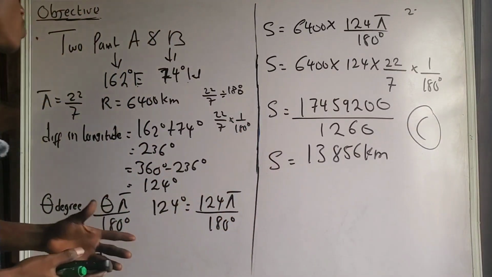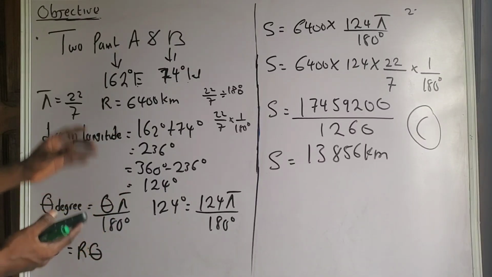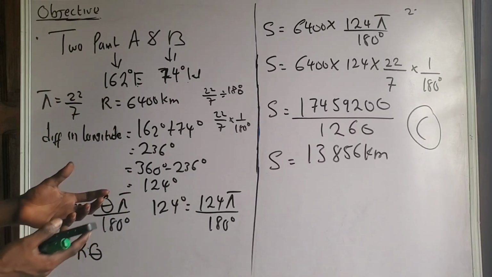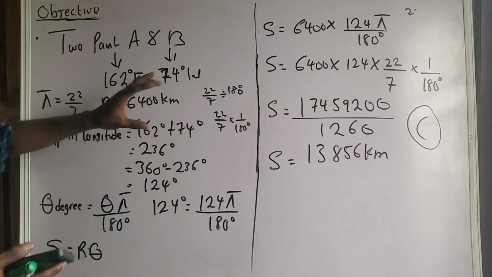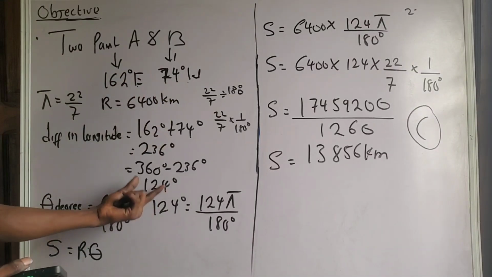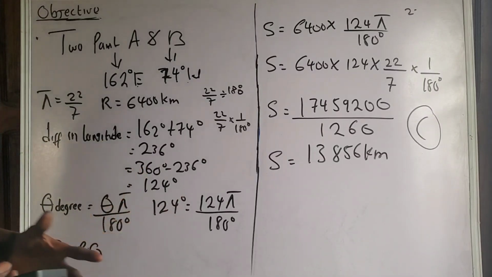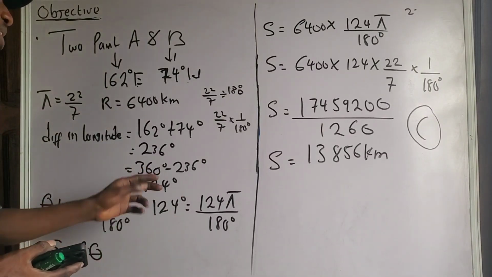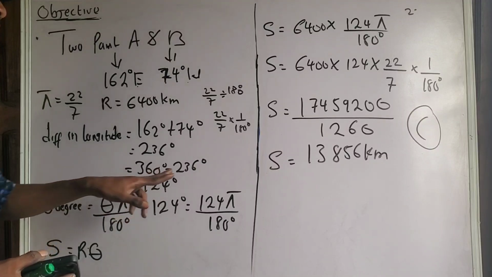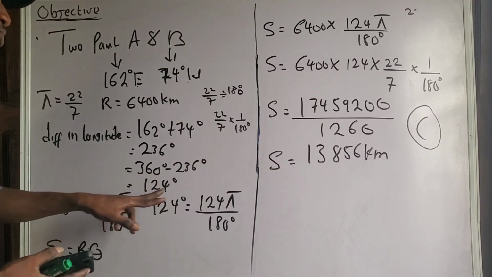Now listen to me carefully. The question is simple. The first step is that just take the difference in longitude, and because they are in different direction, so we're going to add them together. You're going to add the angles together. So I have 162 plus 74 degree. I have 236 degree. Now, because we are looking for the shortest distance, the angle is supposed to be less than 180 degree. So I subtract 360 degree. 236 degree minus 360 degree. So I have 124 degree.